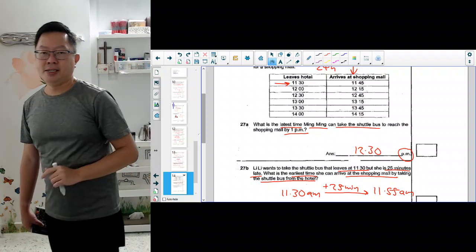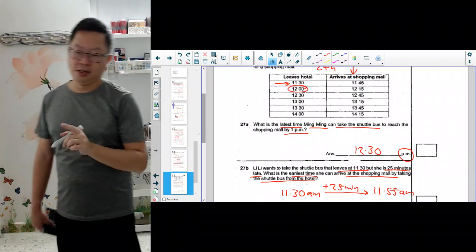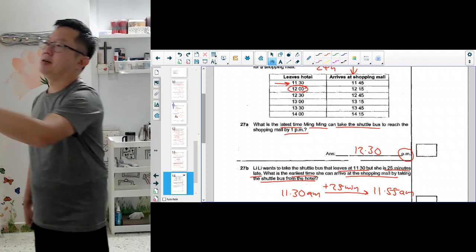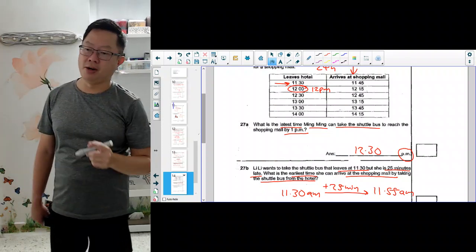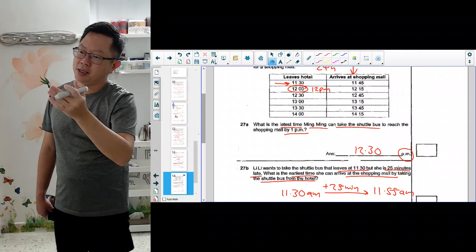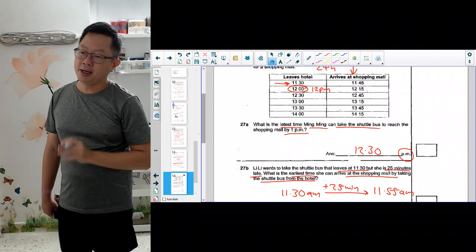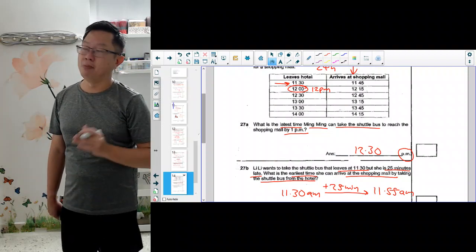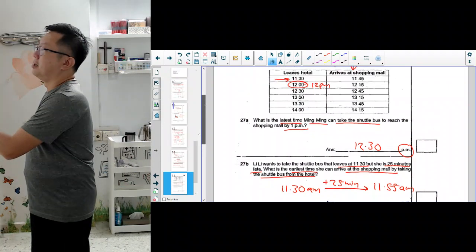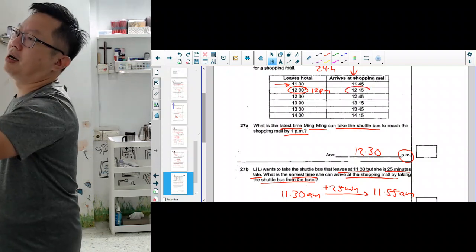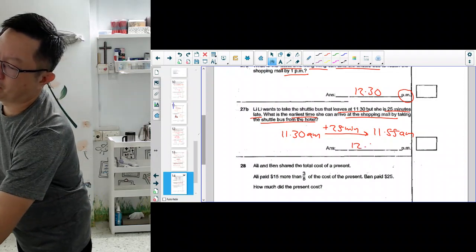So what's the earliest time the bus will pick her up? The earliest time will be 12 p.m., which is nearest to 11:55. So she arrived at the hotel at 11:55 a.m. and she will have to take the bus at 12 p.m., because that's the earliest time for the bus to pick her up. So what is the earliest time she can arrive at the shopping mall? If she takes the bus at 12 p.m., then she will arrive at the shopping mall at 12:15, which is the earliest time. So your answer will be 12:15 p.m.